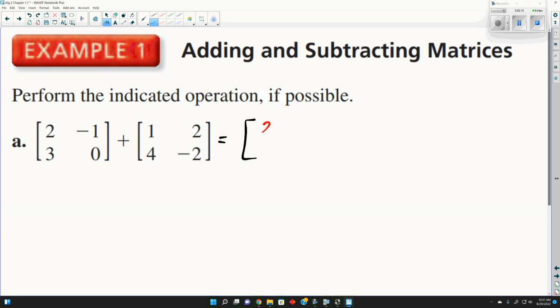Now, we would say 2 plus 1, because those are in the same spots. Then we would say negative 1 plus 2, because those are in the same spots. Then 3 plus 4, and lastly 0 plus negative 2. Because we're just adding the elements that are in the same spots.